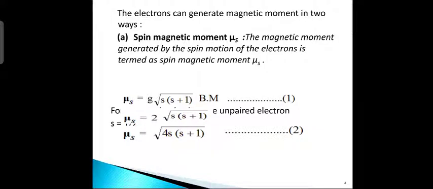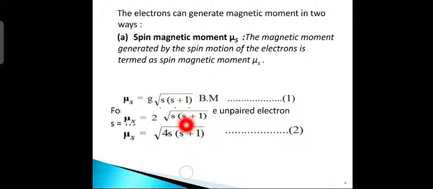Now, the electrons can generate magnetic moment in two ways. Which are the two ways? First one is spin magnetic moment. How do you represent spin magnetic moment? Mu s. The magnetic moment generated by the spin motion of the electrons is termed as spin magnetic moment, mu s. Now, what is the formula for mu s? Mu s is equal to g into square root of S into S plus 1 Bohr magneton. Let this equation be 1.